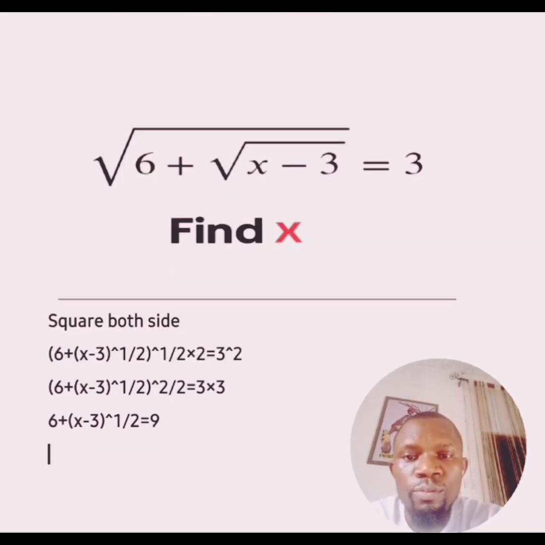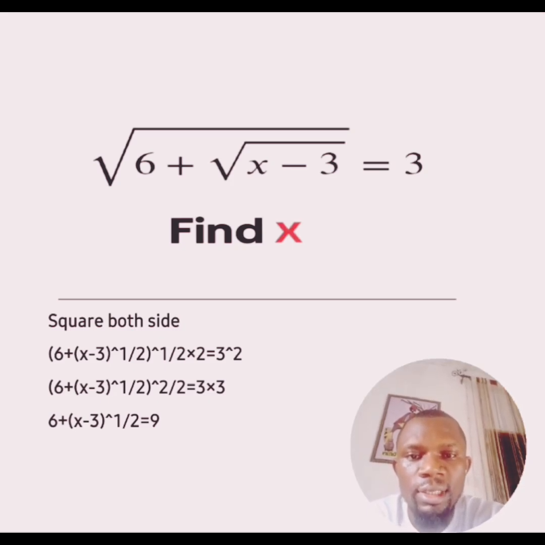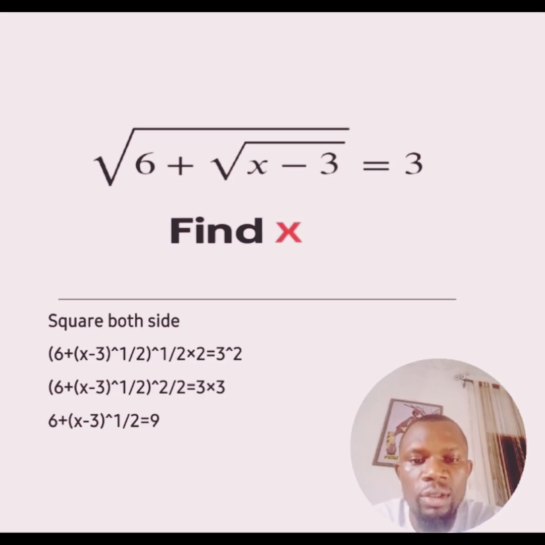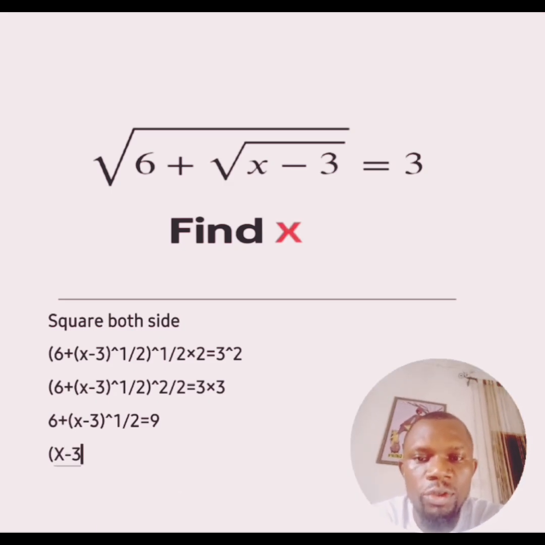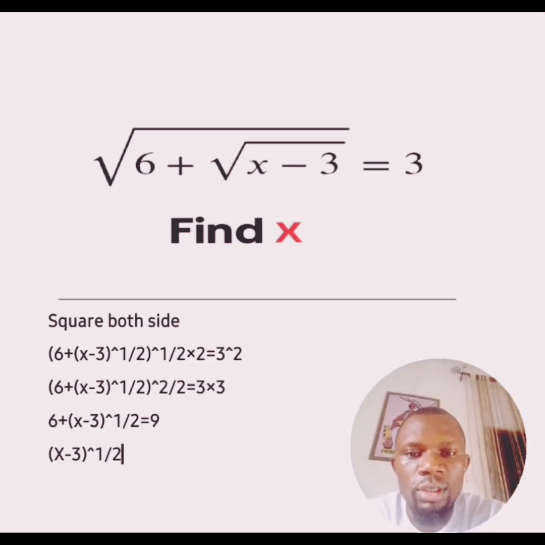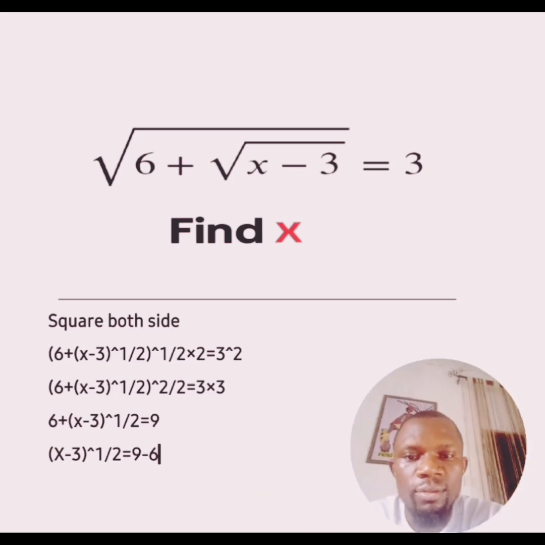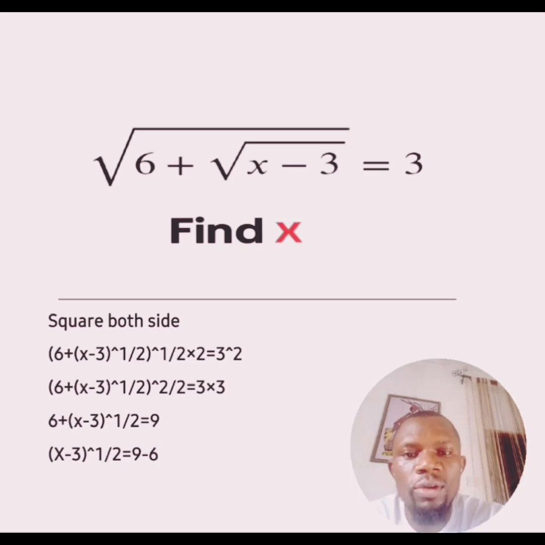So I will now have to move this 6 to the 9. Remember that the 6 is positive, so once it's crossing that equal sign, it will be negative. So I have my open bracket x minus 3 raised to the power of 1 divided by 2, which is the square root, is equal to 9 minus 6, because the 6 will change to minus, because it's moving to the other side.